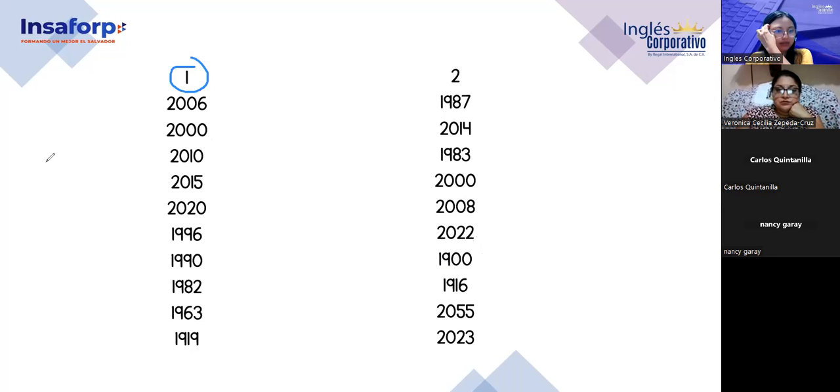Siguiente, columna 1, vamos clase, para finalizar la sesión. Just one. Try. Okay, Nancy, you can do it. Go, please. First one. 2006. Okay. 2000. 2010. Okay, perfect. 2015. Yes. 2020. Yeah. 1996. Perfect. 1990. All right. 1982. 82. Sorry. Oh, 82, yes. 1963. And 1919. So amazing.